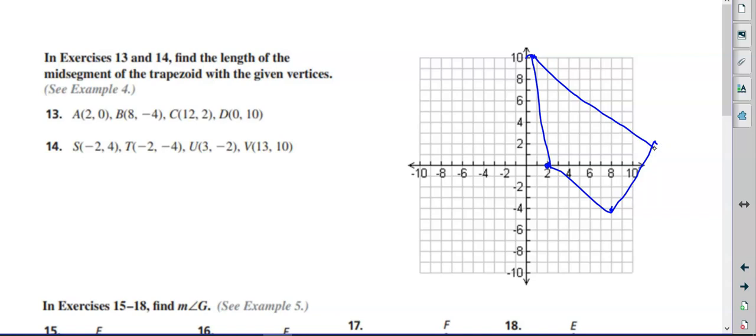Okay, so we have A, B, C, D. So try to find the length of the midsegment of the trapezoid. So what we need to do is find the length of DC and AB. And then we're going to average them.